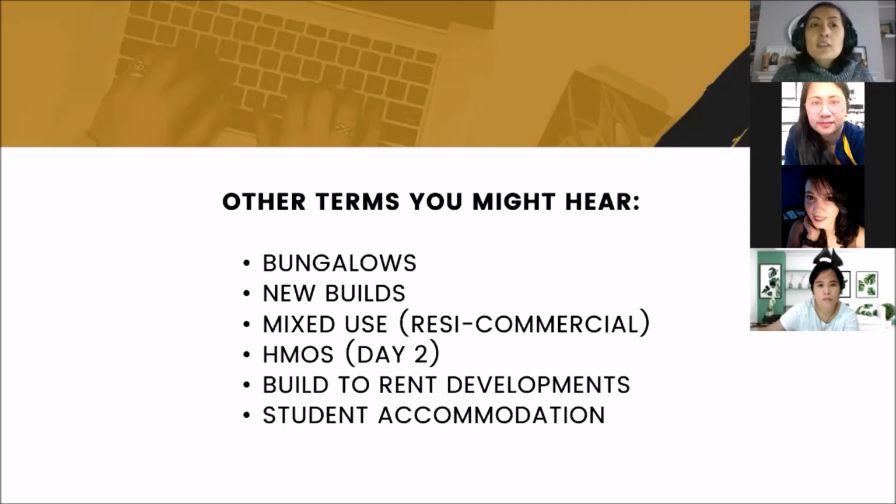Not that you'll need to understand this. I don't think it matters whether you understand it or not. But just in case, you might hear like ground floor and first floor and all that. Okay. HMOs, we'll be discussing this on the second day. Build to rent, development, and student accommodation.